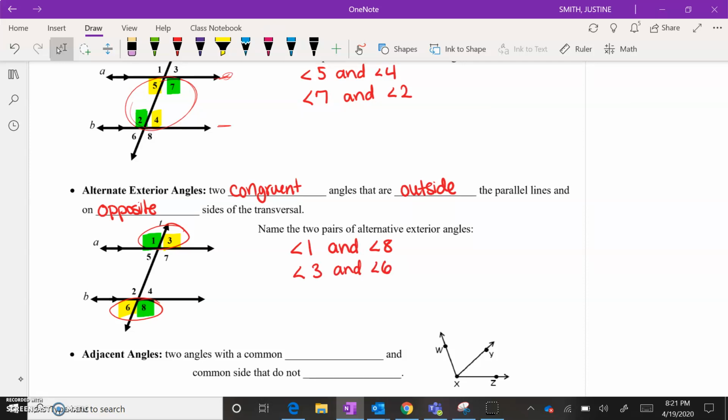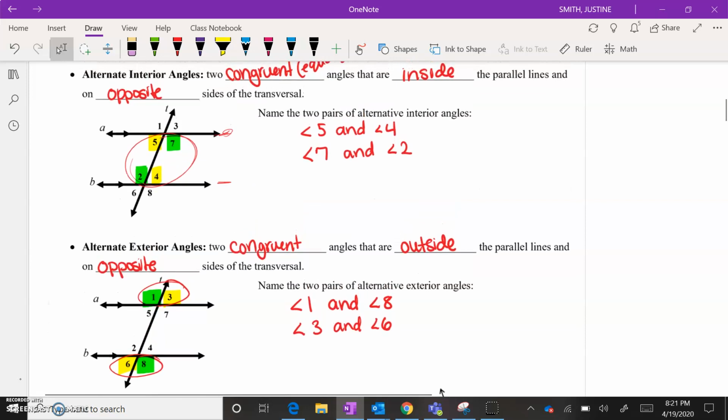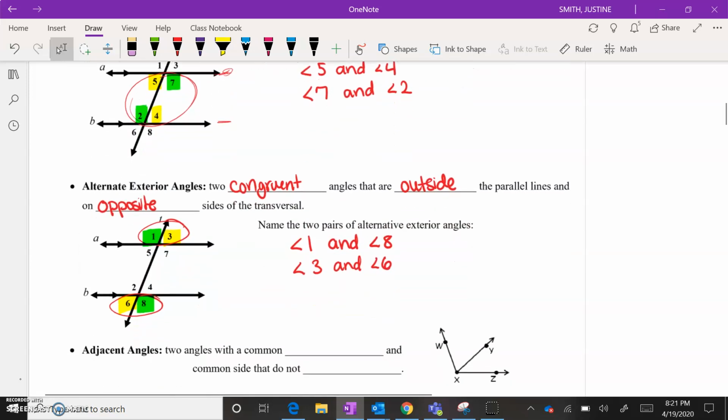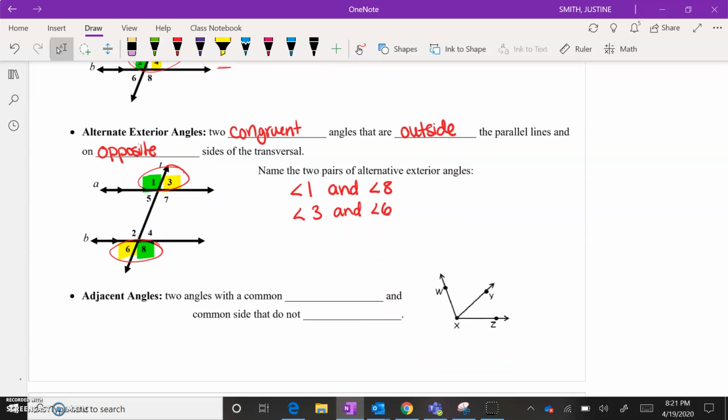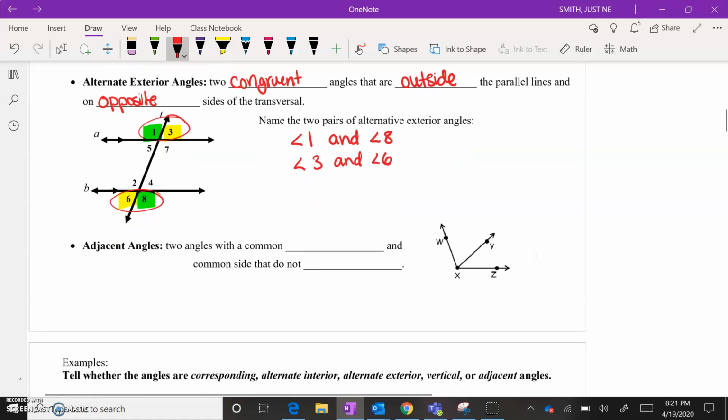Okay, so alternate interior on the inside of the parallel lines, alternate exterior on the outside of the parallel lines. And again, when the transversal cuts the two parallel lines, all of these different types of angles are equal to each other. If it wasn't cutting through parallel lines, it would not create angles that were equal.